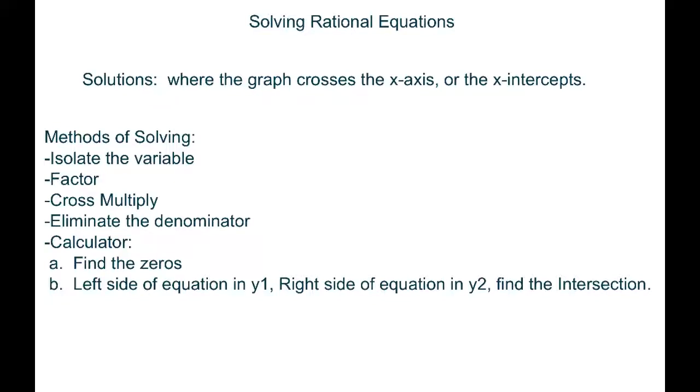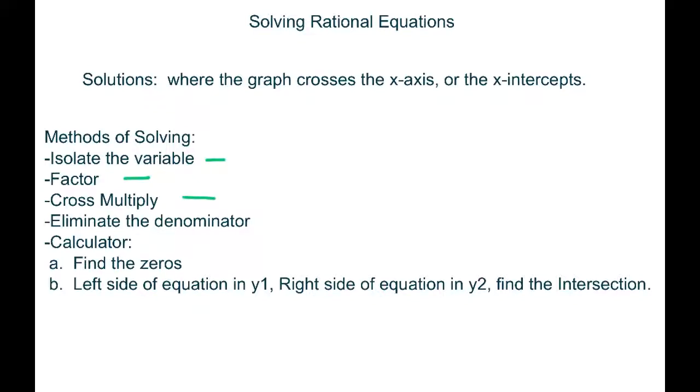Now we have several methods for solving rational equations. We can isolate the variable, and again, this is like we typically do with a linear equation, solve for x. We factor. That can be factoring into two binomials or factoring a GCF out. We typically do that with our quadratic equations. We can cross multiply.